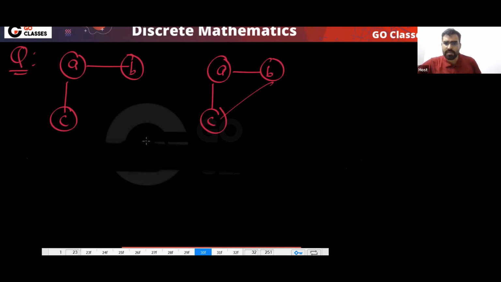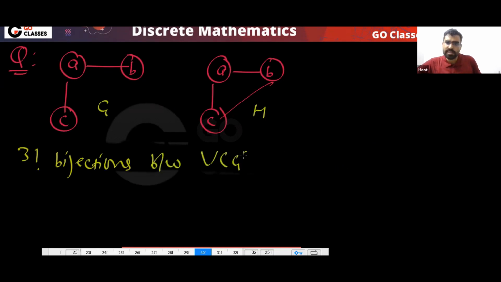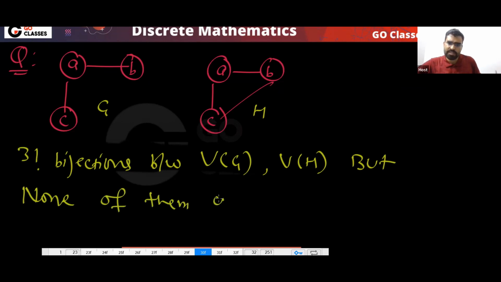No bijection will work. Whatever bijection you create, that will not work. There are a total of 3 factorial bijections. This is your G, this is your H. 3 factorial bijections between vertices of G and vertices of H, but none of them will preserve edges.